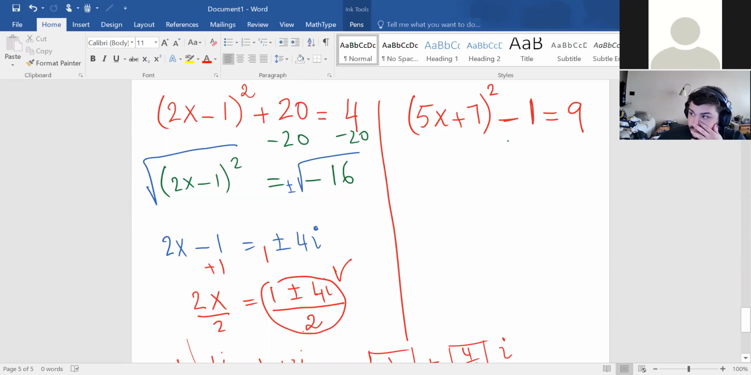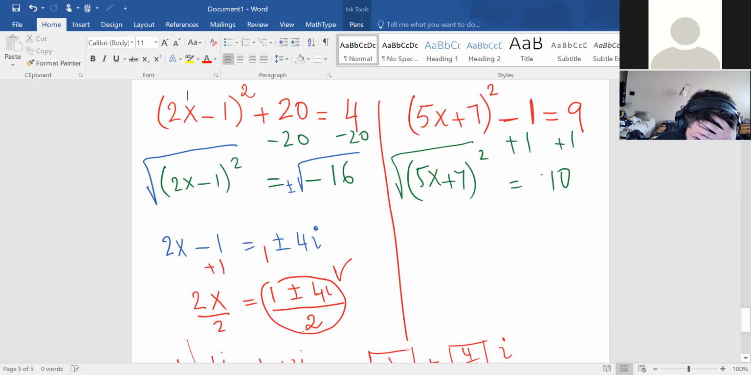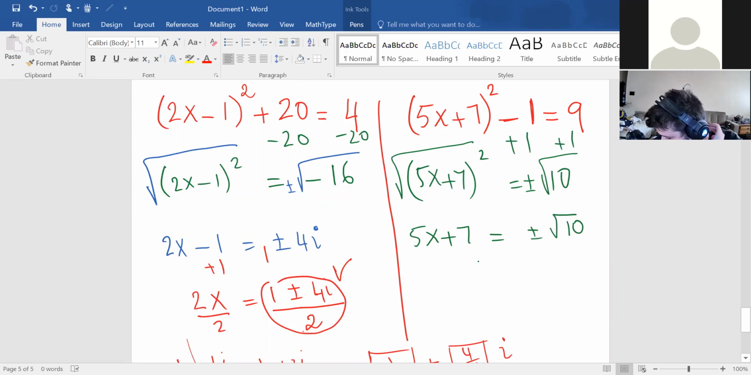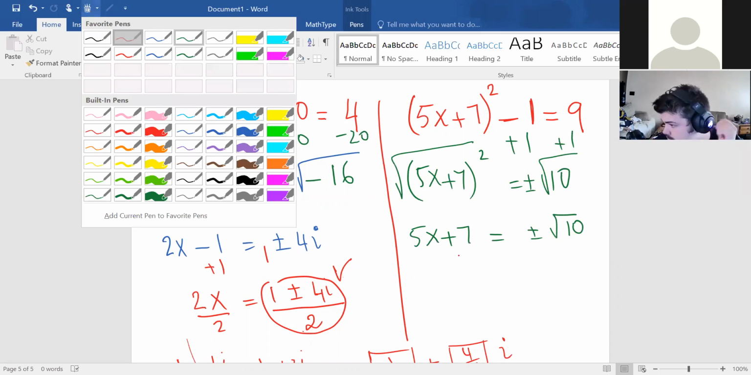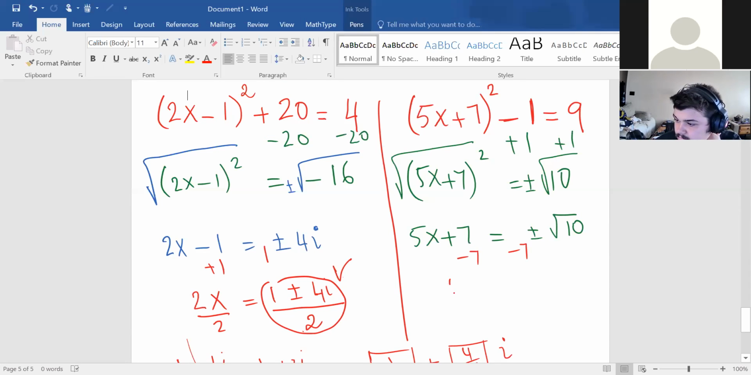We add 1 to both sides. So 5x plus 7 squared is equal to 10. All right? Take square roots, plus or minus. So we get 5x plus 7 is equal to plus or minus square root of 10. And then we have to subtract 7 on both sides, right? So we get 5x equal to -7 plus or minus root of 10, and then divide by 5. See?